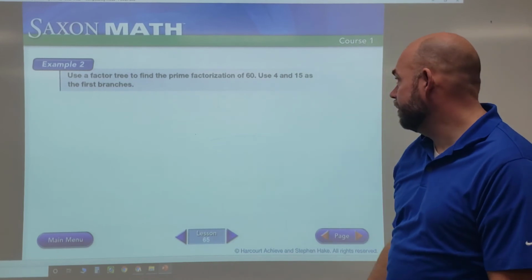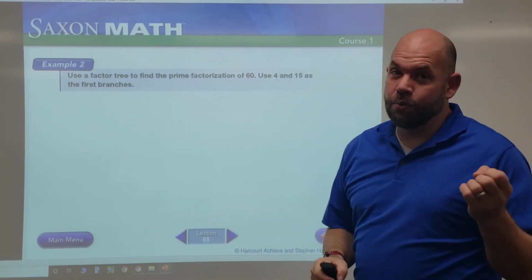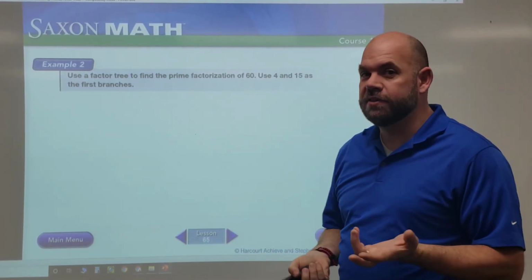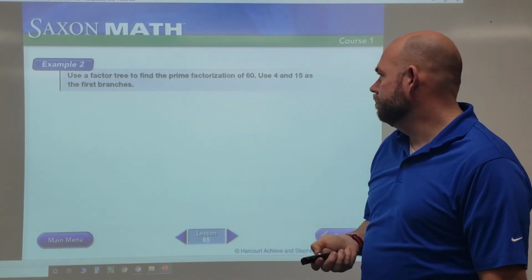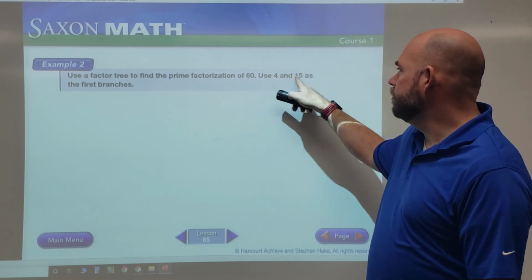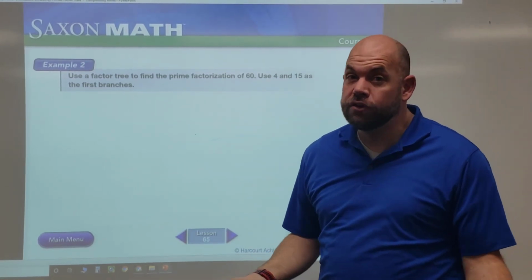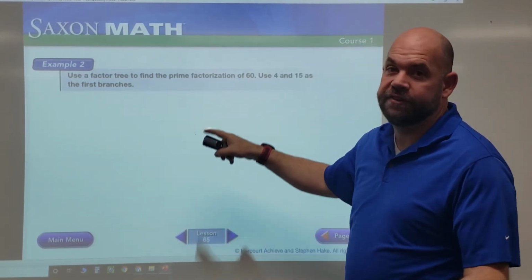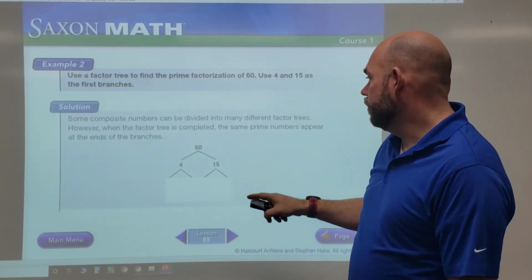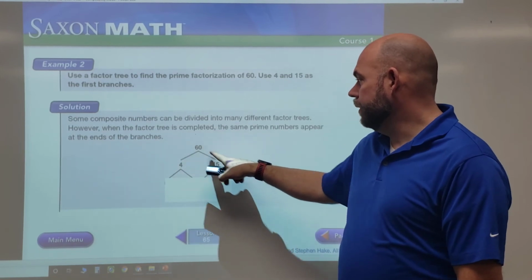Use a factor tree to find the prime factorization of 60. So we already know the prime factors because we did this number earlier, but we're going to see it with a branch now, or with a factor tree. So it says using 4 and 15 as the first branches. You don't need to. That's just the way they do it in this example, but you can do anything. You can do your 6 and 10, whatever you want. So we're just seeing a different example here.